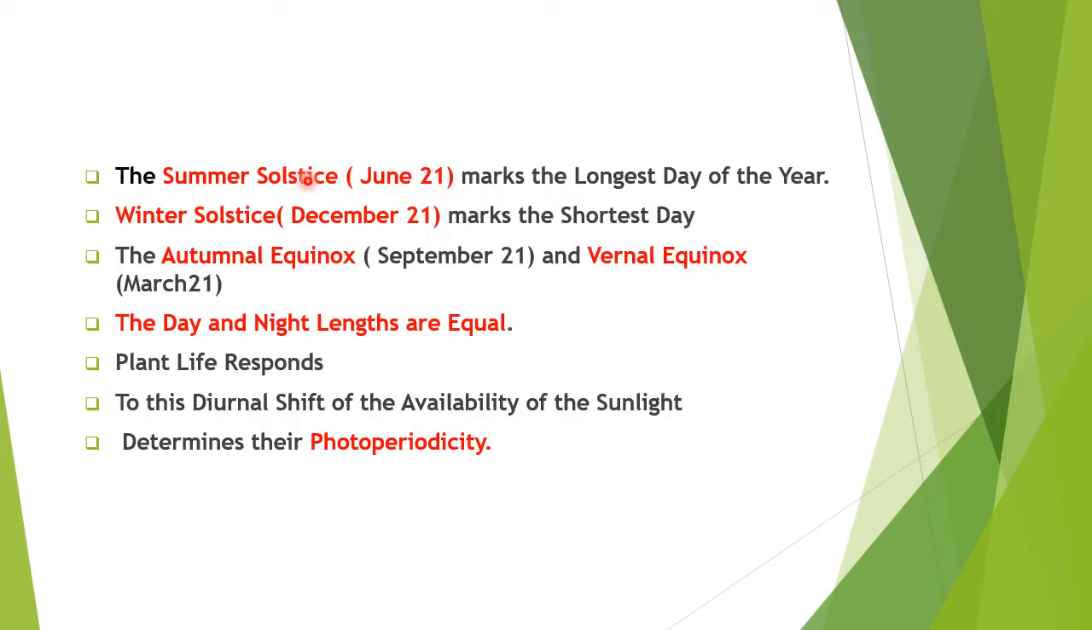So summer solstice is June 21, marks the longest day of the year, as we have seen. Winter solstice, December 21, marks the shortest day. So autumnal equinox, and that is September 21, and the vernal equinox, March 21, the day and the night lengths are equal. So in a 24-hour cycle, there will be 12 hours night, 12 hours day.